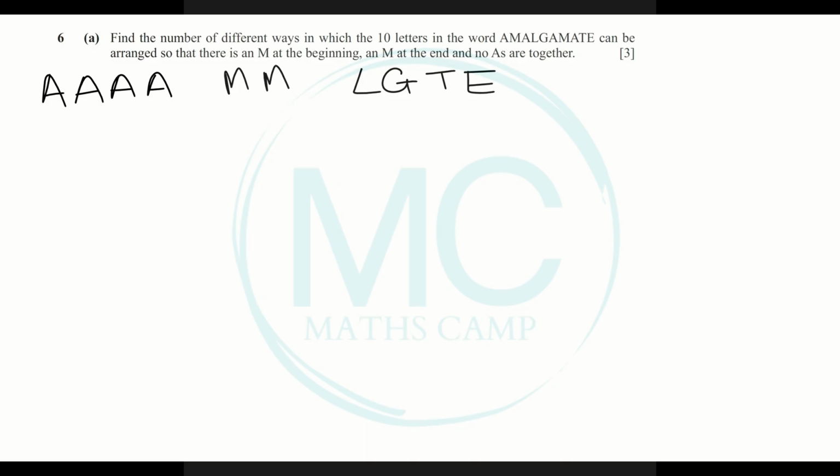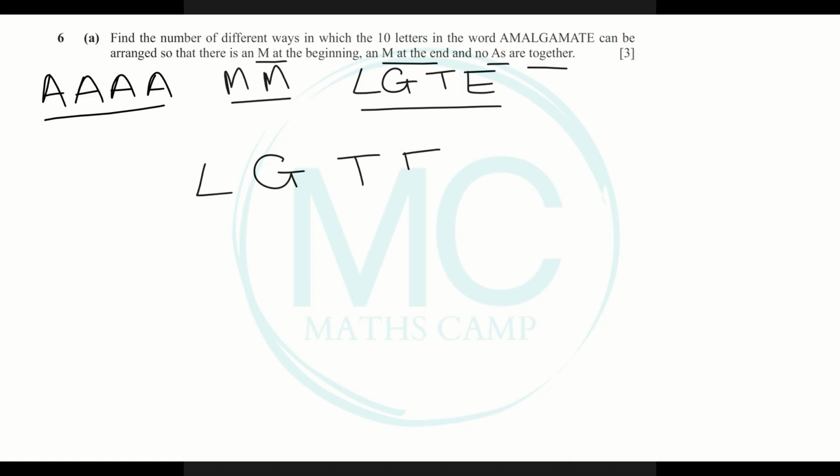The question tells us there's an M at the beginning and an M at the end. We have 2 repeated letters, so we don't need to account for the M's. The only thing we need to account for is that the A's are not together. We have got 4 A's and 4 other letters. I'm going to write them over here. L, G, T, and E.